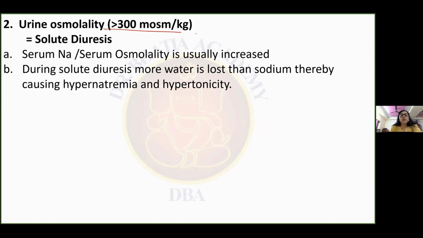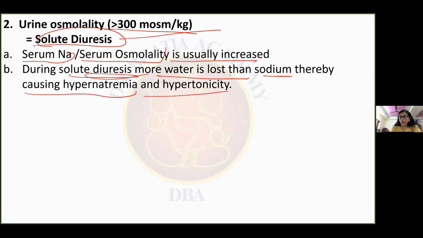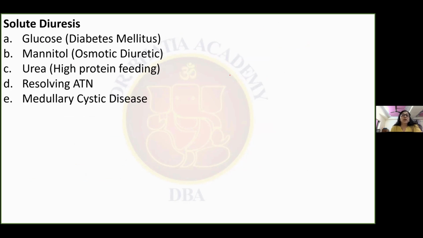Urine osmolality more than 300 means solute diuresis, that is diabetes, glycosuria is there, or you are losing proteins. So serum sodium, serum osmolality is usually increased. During solute diuresis, more water is lost than sodium, thereby it causes hypernatremia and hypertonicity. Solute diuresis examples are diabetes, mannitol, urea, resolving ATN, that is acute tubular necrosis, and medullary cystic disease.